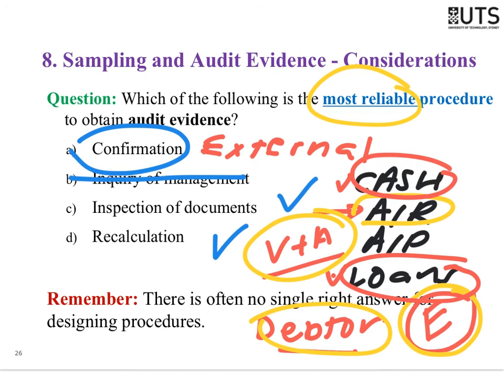And in saying that, remember the overriding thing, we don't get many of the confirmations back anyway. Okay? So even though it's a great procedure, it's often one that we don't reap too much reward over. Now, the final reminder here, guys, there's no single right procedure. We've been saying this a lot. There are many ways that you can test the same assertion.